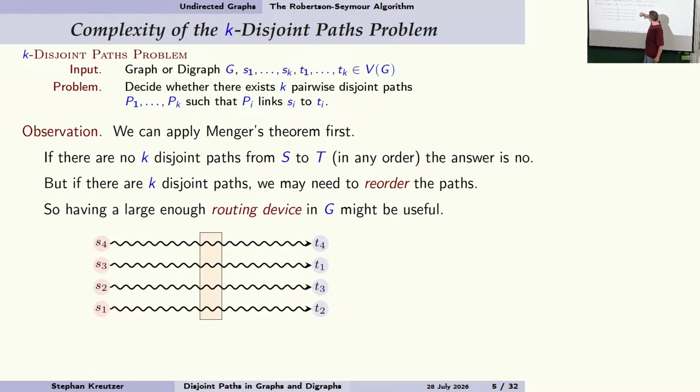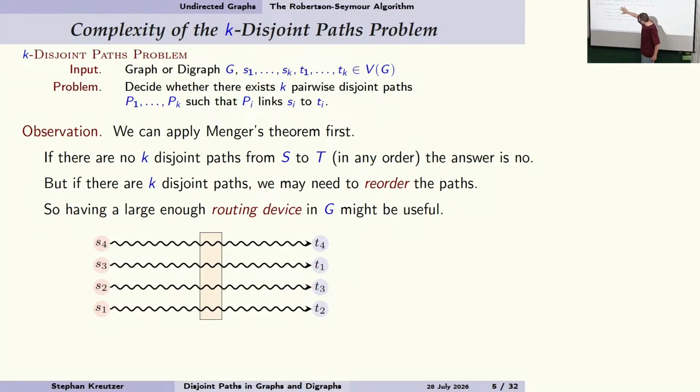So what we have to do is reorder the paths, so that, like this one here that goes from S2 to T3, you have to reorder it so that it will end up here, and the first one then has to go here, and so on and so on. So how can we do this? Well, if that's what we want to do, just change the order in which these paths arise here.